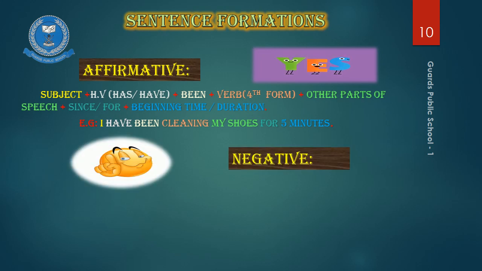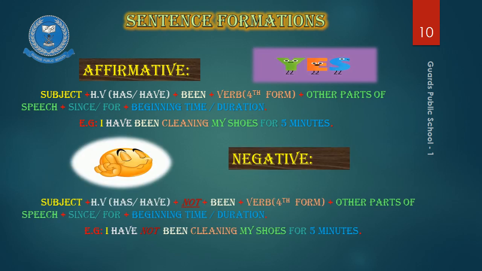The negative form takes a subject in the beginning, a helping verb, has or have, the word not, an auxiliary verb been, the fourth form of verb, other parts of speech, since or for, and the beginning time or duration of an action. For example, I've not been cleaning my shoes for 5 minutes.